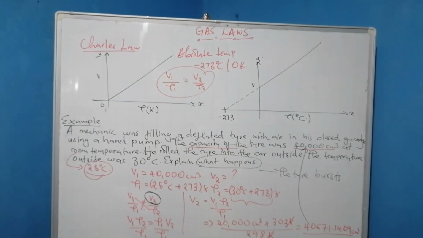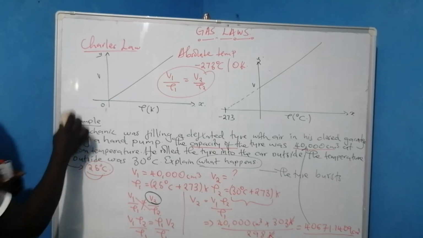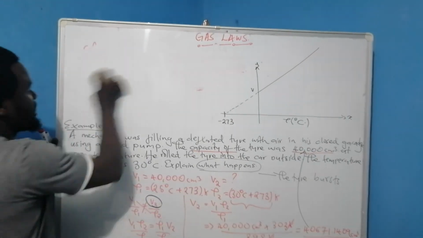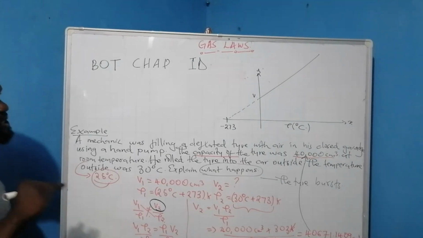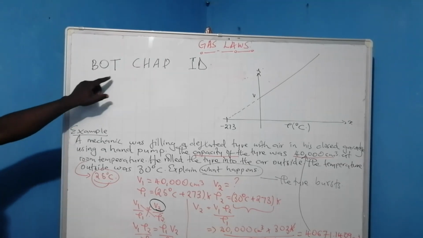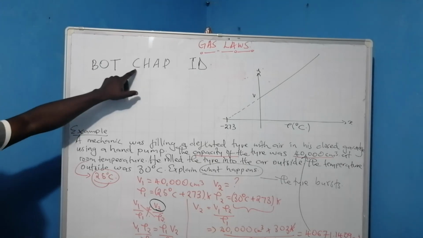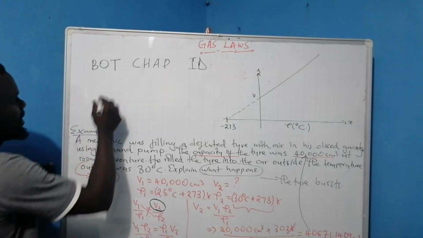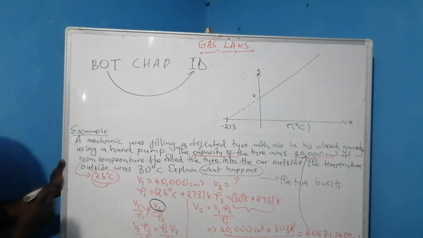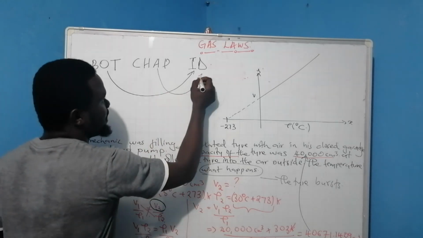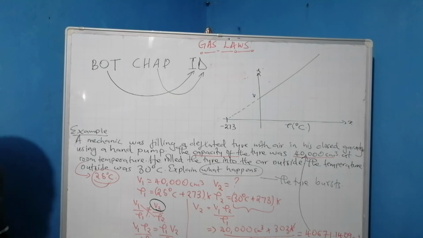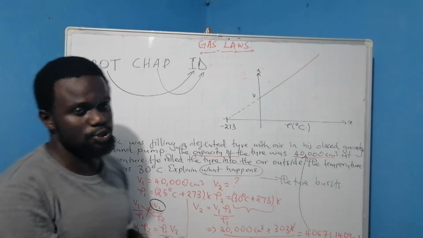Now, I'd like to give a very simple way of remembering the two laws, Boyle's law and Charles' law. This is the simplest summary on the two laws. In Boyle's law, temperature is constant, and in Charles' law, pressure is constant. And in Boyle's law, it is inversely proportional, and in Charles' law, it is directly proportional. So that is the simplest way in which we can summarize the two laws in gas law.